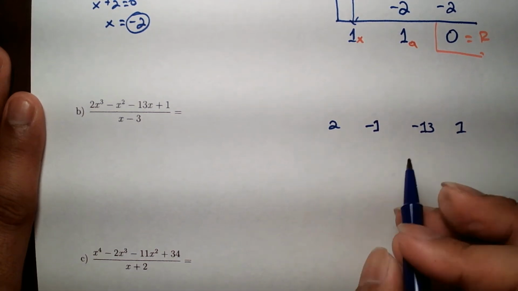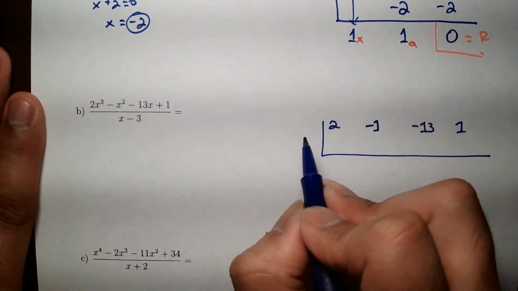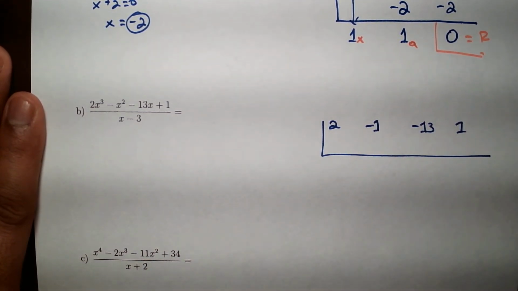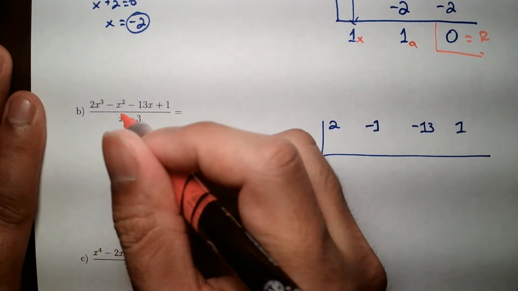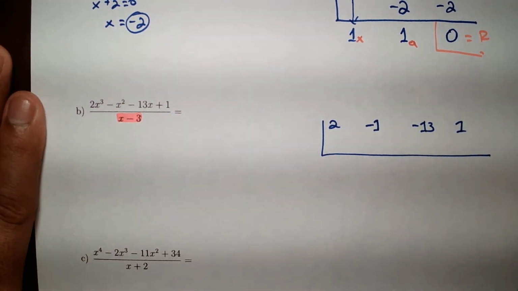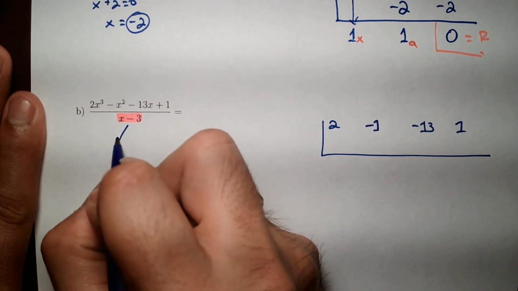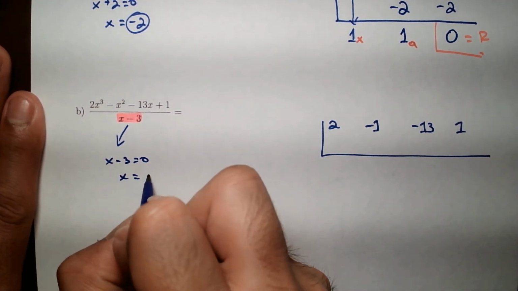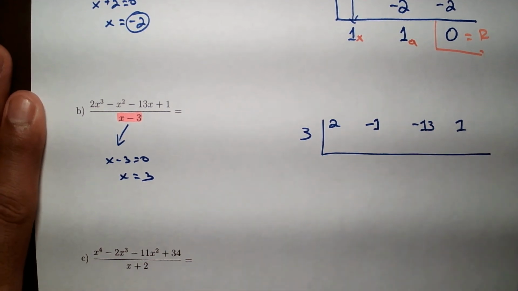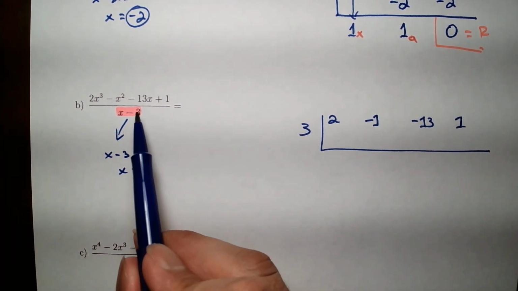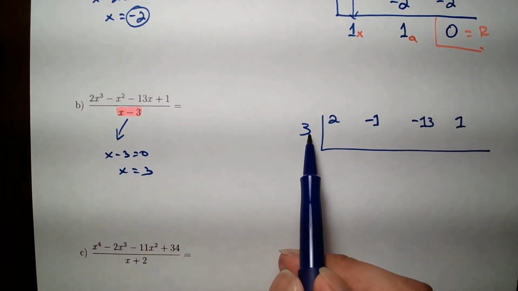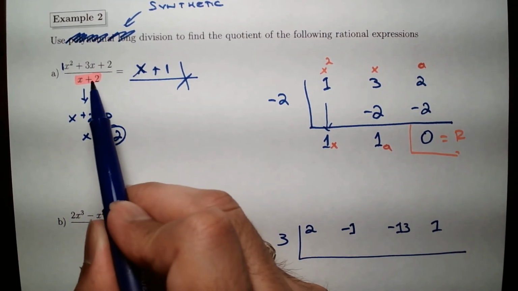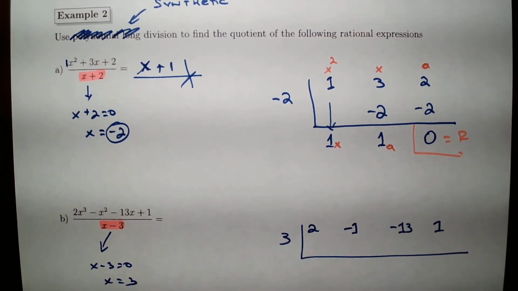All right. And we need to look for the divisor number. Well, to do that, we need to set this equal to 0 and solve the baby equation. Or simply grab the number, change the sign. Grab the number, change the sign.